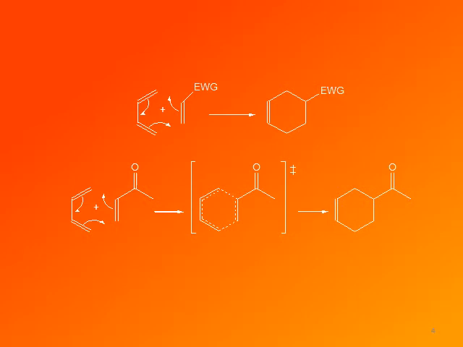In the course of the reaction, 2 pi bonds are converted into 2 sigma bonds. So we start with 3 double bonds and we end up with only 1 double bond. This is a method for formation of 6-membered rings, and cyclohexene is the reaction product.